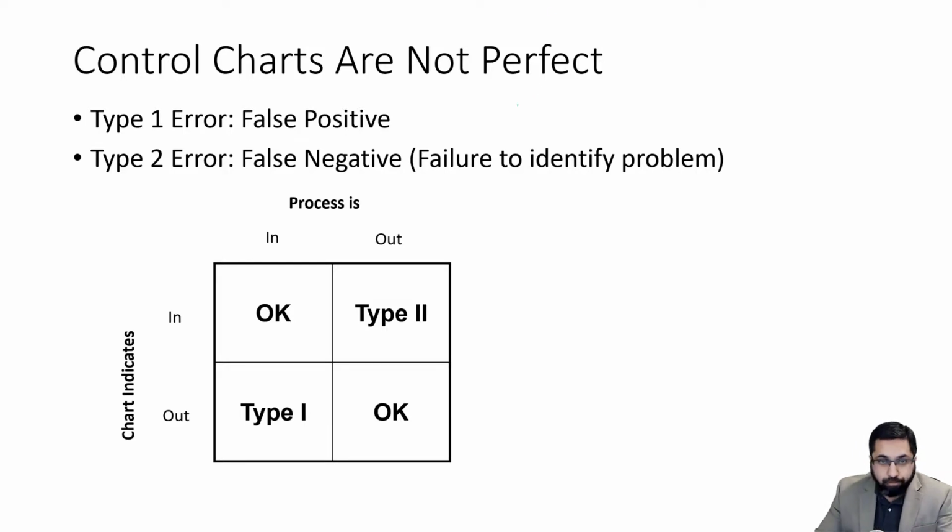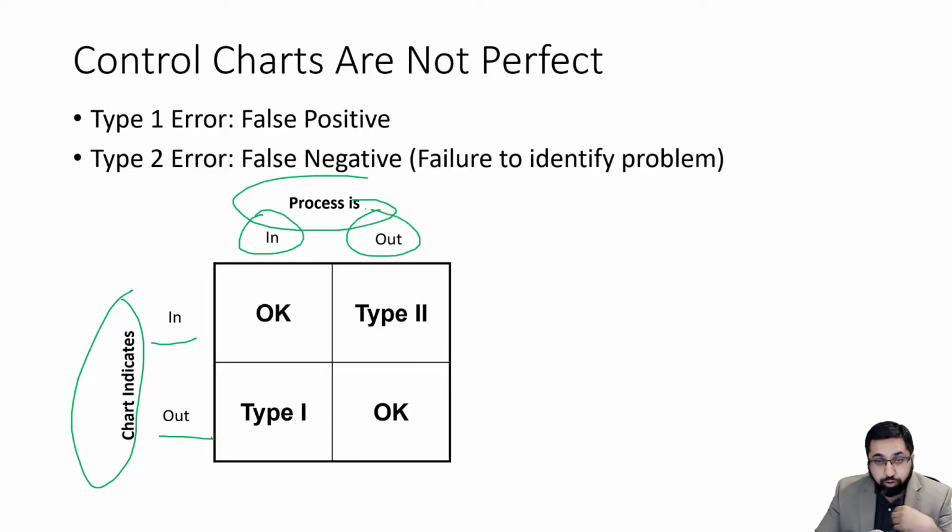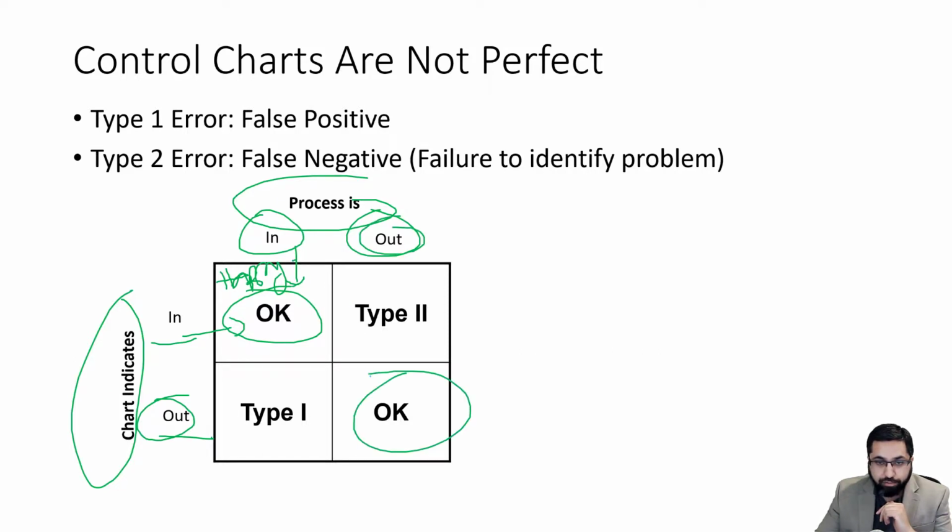Okay, so we can think of it like this. What does the chart indicate? Are you in control or out of control? And what is the reality? That you can figure out by investigating in detail. If the chart says you're in control and the process is in reality in control, we are happy. Everything's fine and dandy. If the chart says we're out of control and in reality we're out of control, maybe we're not so happy, but we're going to investigate, and things are working as they should. However, sometimes the chart will indicate that you're out of control while you are in control.